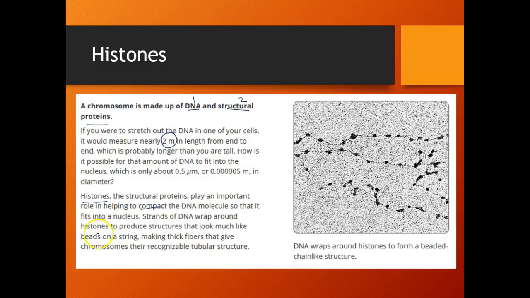Strands of DNA wrapped around histones produce structures that look like beads on a string. So you see right here, all of these little clumps are examples of DNA wrapped around histone proteins. And we usually call it beads on a string.